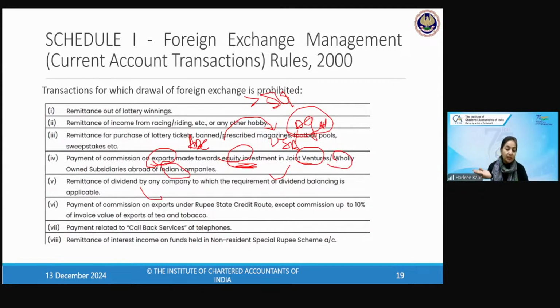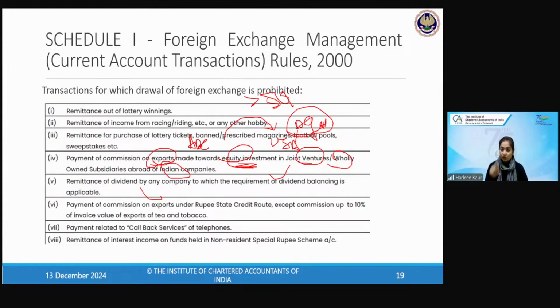So now it says that they are just doing an equity investment. It is its own company, a wholly owned subsidiary, or it is a joint venture. They are not getting anything in return for that. So why is there a need of paying commission on such exports? So the law said that we are not going to pay commission to them on such exports. So there is an agent, Mr. A, who is selling the goods on our behalf. We have sent the exports to him. We're paying the commission. So it is strictly prohibited.